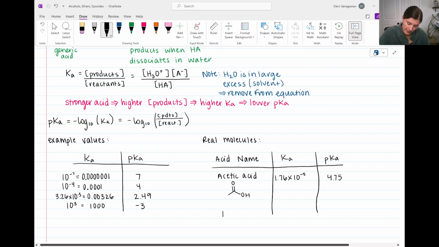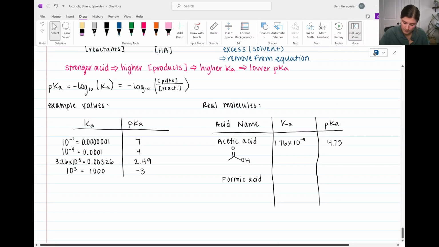Let's look at formic acid. Similar molecule. We have a carboxylic acid, but instead of a CH3 group, we have a hydrogen. Its Ka is 1.77 times 10 to the negative fourth, and its pKa is 3.45.